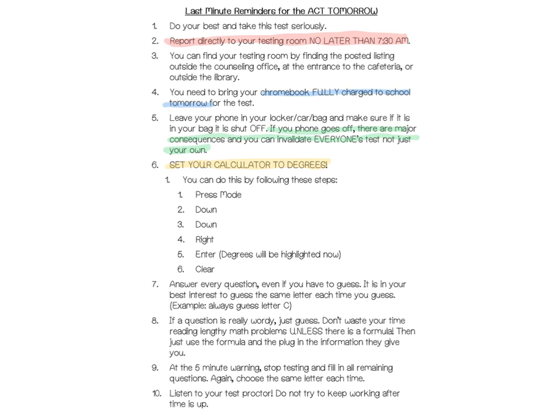At the 5-minute warning, you want to stop testing and you want to fill in every question you have left. So again, choose the same letter each time. If you finish doing that early, so say that only takes you 3 minutes, then go ahead and go back and start trying to solve the remaining problems, but at least stop and guess because it's in your best interest to guess. And lastly, whoever is in your room proctoring your test, make sure you're listening to them.